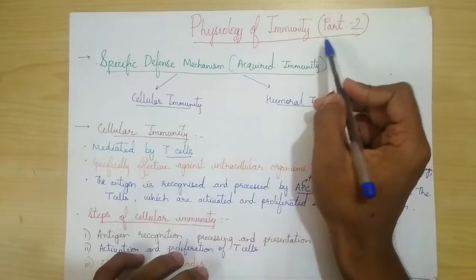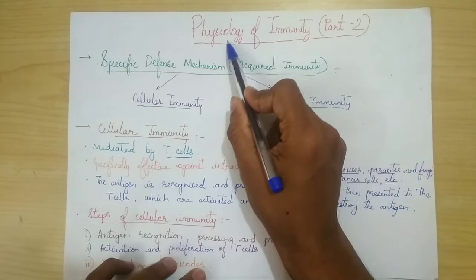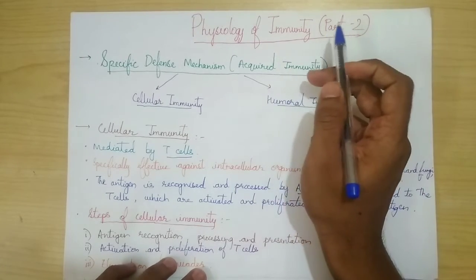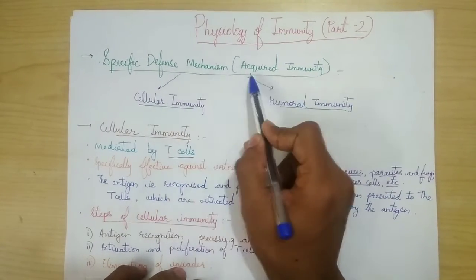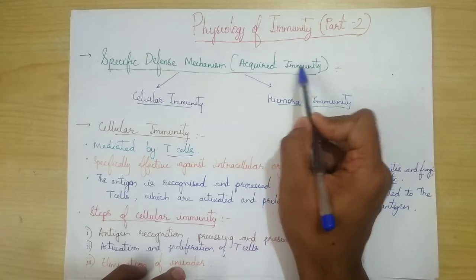Today I will be discussing part 2 of the topic Physiology of Immunity. Part 1 was discussed in the previous video. So let's start. Specific defense mechanism, which is also called acquired immunity.